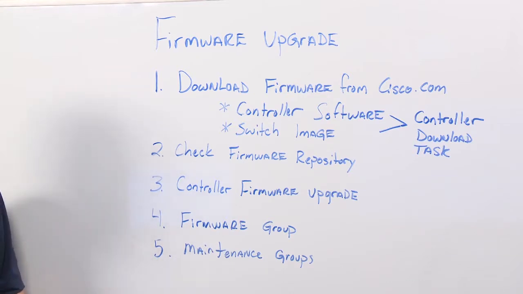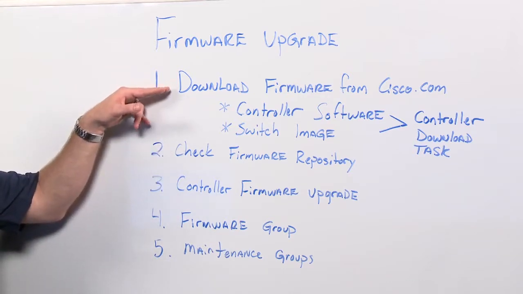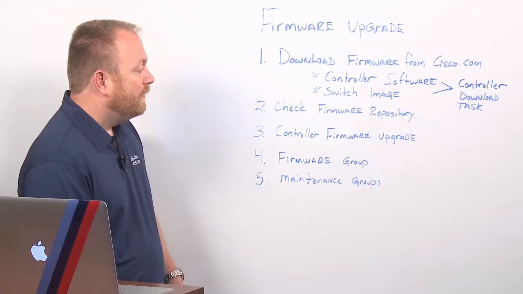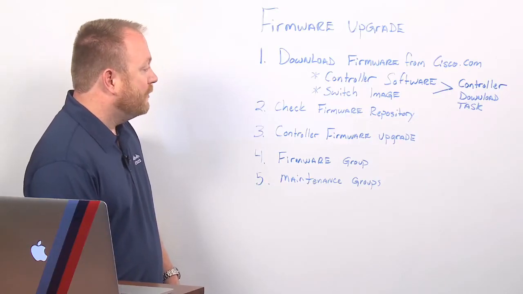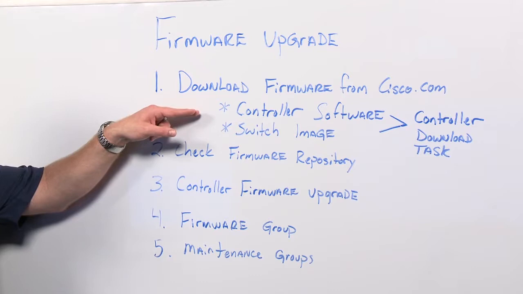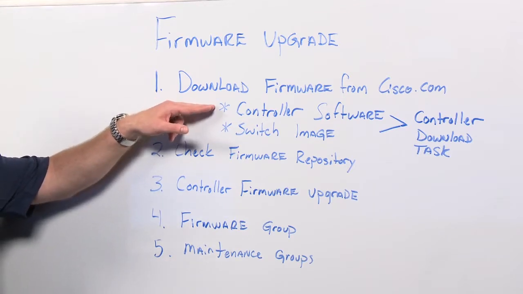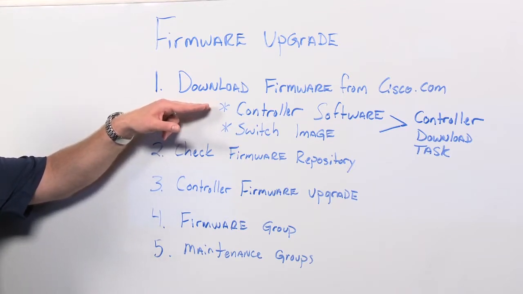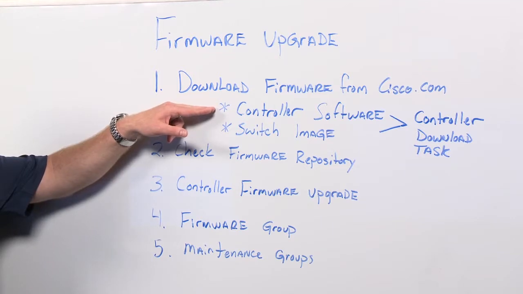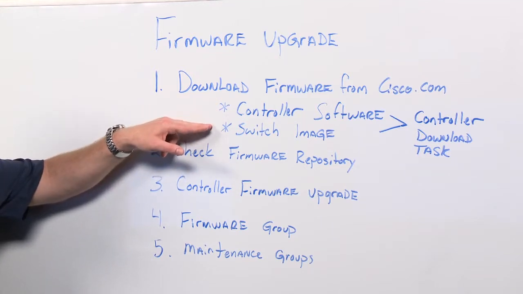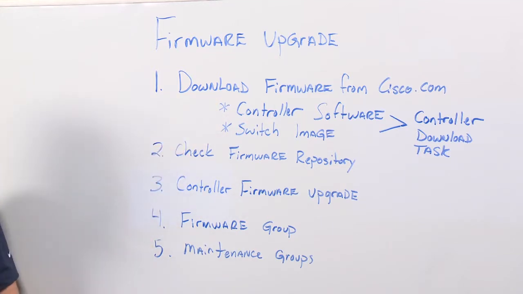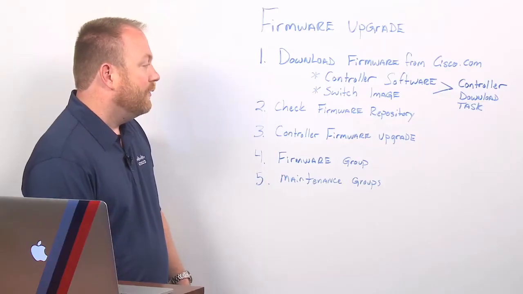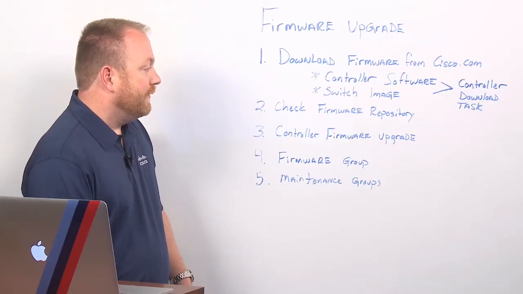The first thing we need to do is download the firmware from cisco.com. The second thing you'll notice as you go to download the software from cisco.com is that it actually comes in 2 different images. One is a controller software, a controller image, and the other one is a switch image. And those are the 2 images that you'll need in order to upgrade your ACI environment.